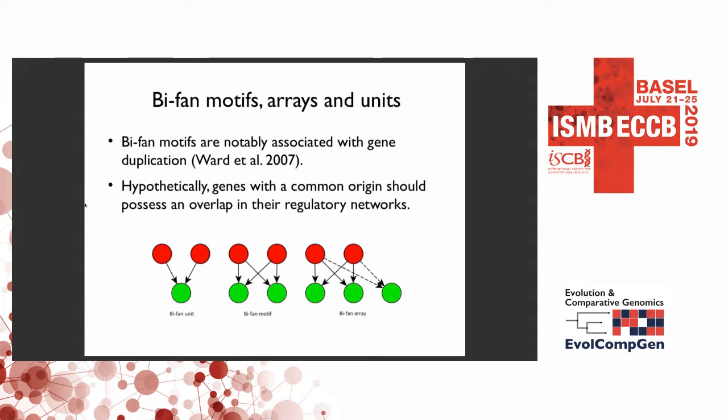One interesting network motif that we're looking into in this case is the bifan motif, which is classically associated with gene duplication. Specifically, a characteristic of the bifan motif is a set of symmetrical interactions that occur with two regulated genes. And essentially, the idea is that genes with a common origin, specifically duplicated genes that once had a complete overlap of their regulatory network, should still possess some kind of overlap as time goes on.